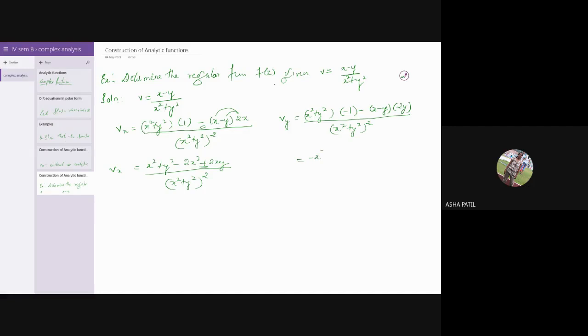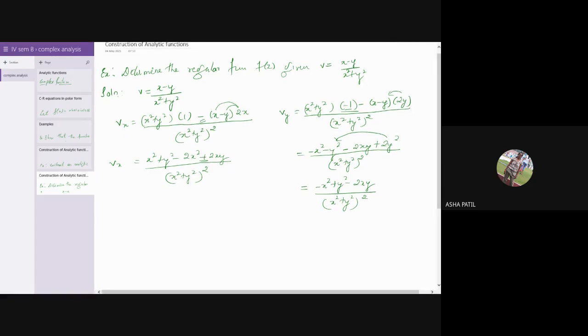Simplify this. It is minus x square minus y square because we have minus here. Then multiply this 2y to the bracket term. Outside you have minus also. So it is minus 2xy plus 2y square, whole divided by x square plus y square whole square. If you simplify this, again you get minus x square, 2y square and minus y square, it becomes plus y square minus 2xy, divided by x square plus y square whole square.